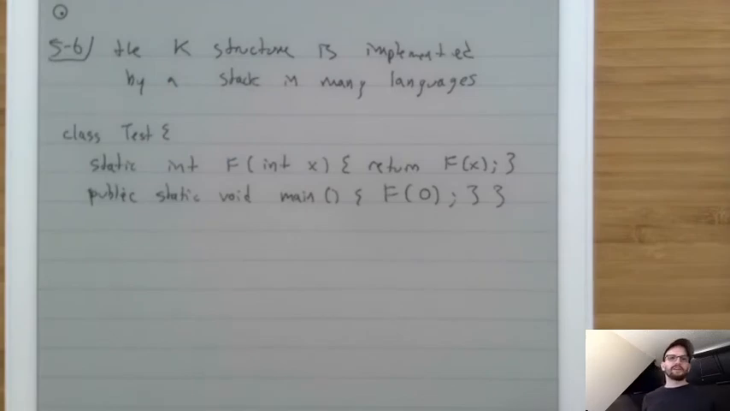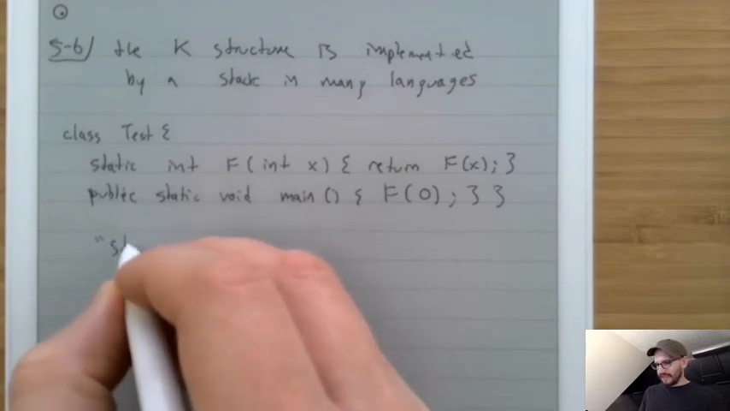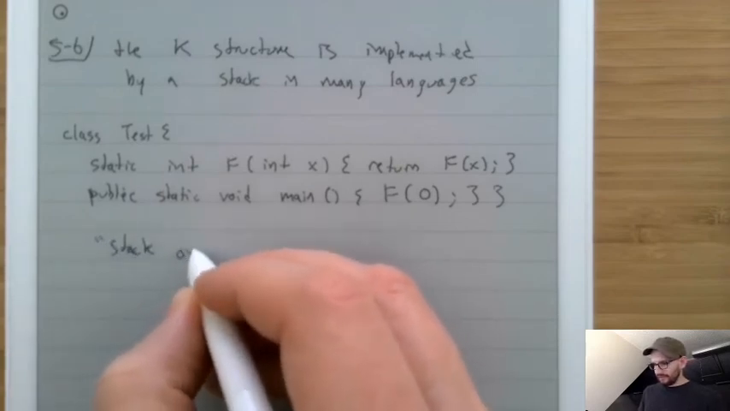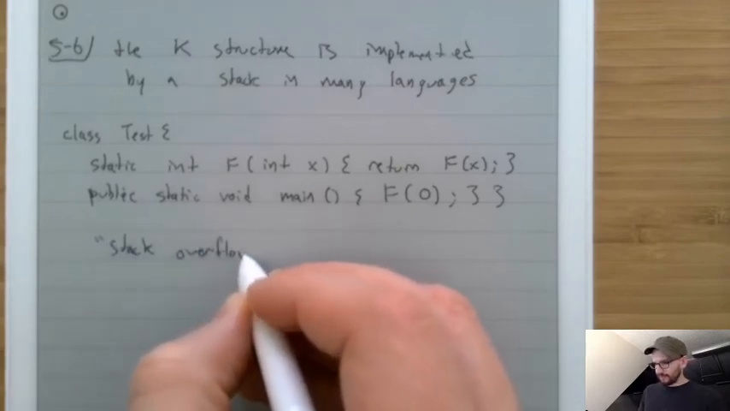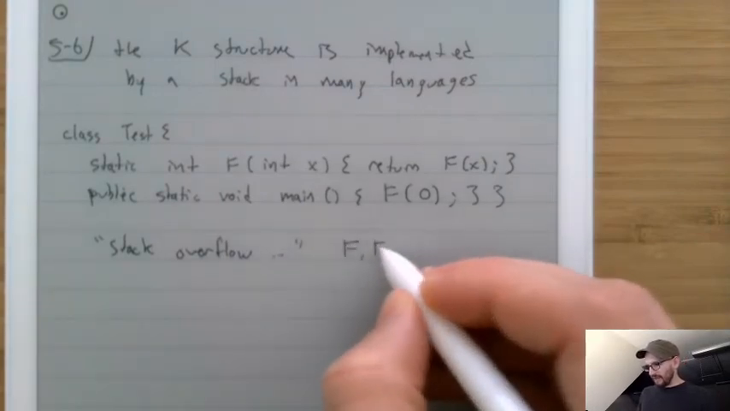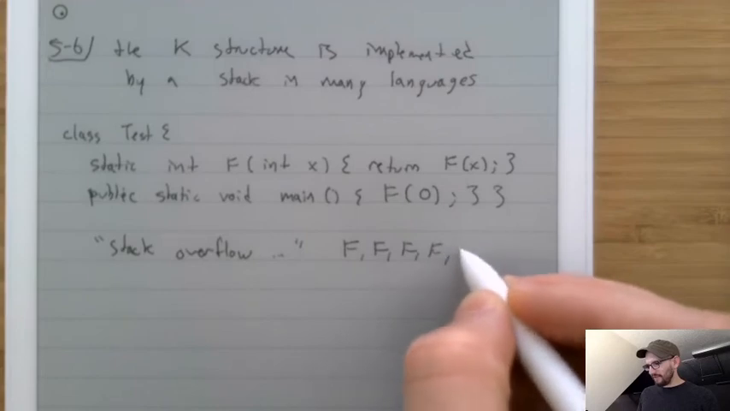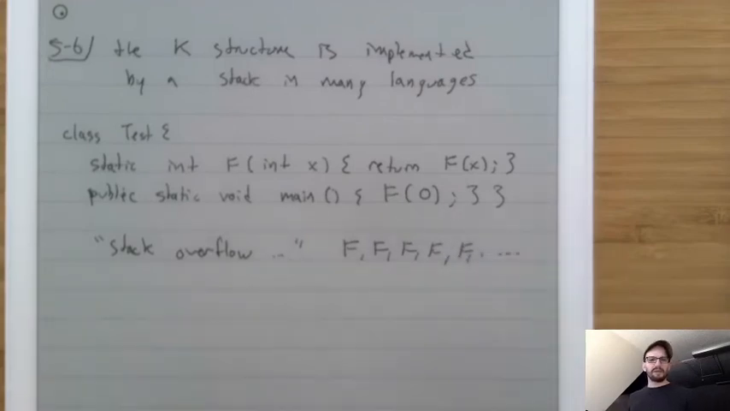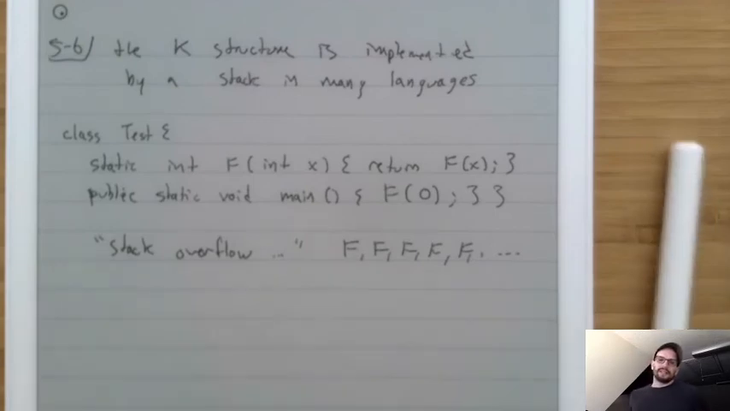So if you go write this function and try to run it, you're going to get an error. And the error is going to say stack overflow. And then it's going to say f, f, f, f, f. It's going to print that out many, many times. What is the reason for why it does this?